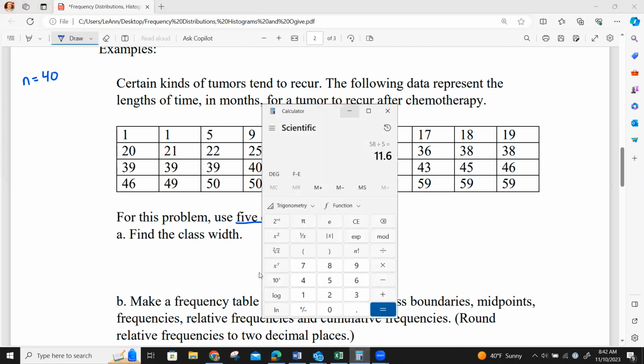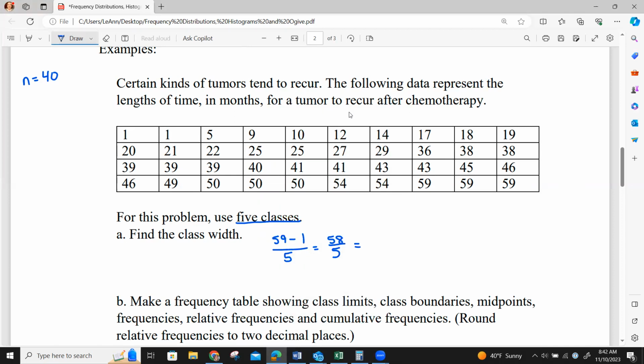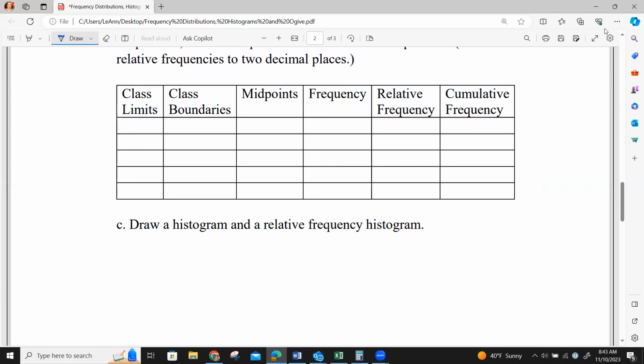So we'll get our calculator. I already did it once, so let's check it. It's 11.6. And notice that even if that was 11.4, 11.3, 11.7, whatever it is, when you're doing class width, we always round this up. So my class width for this group is going to be 12. Now, why is that important? That's going to tell us how to set up our class intervals.